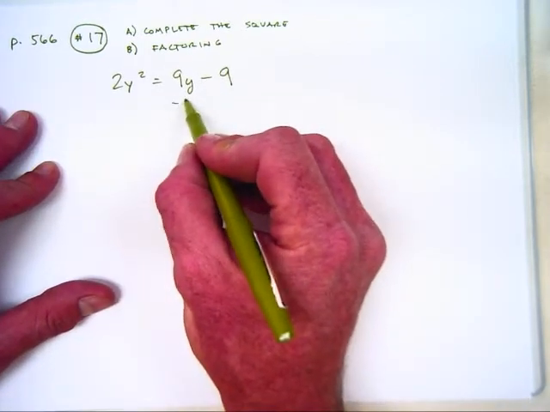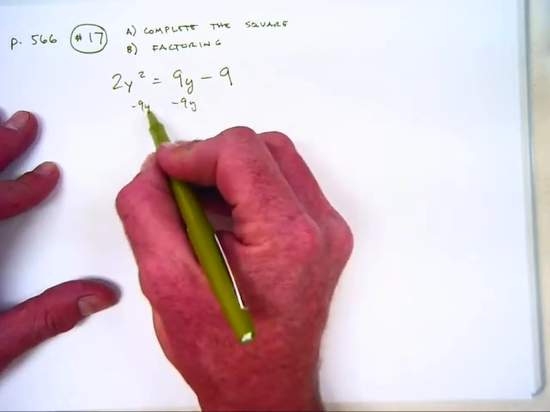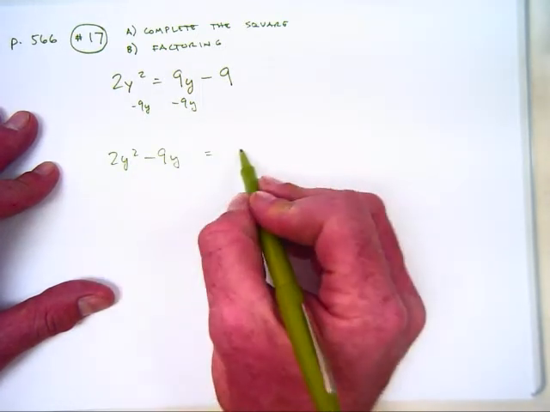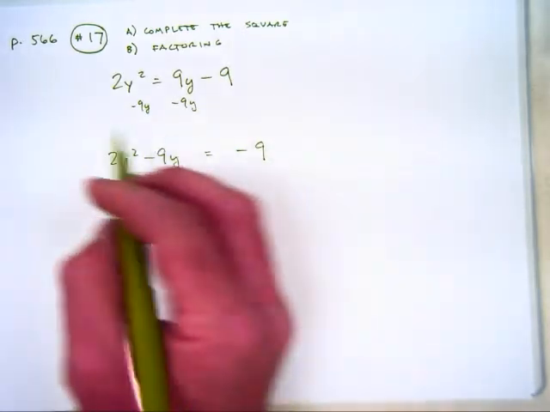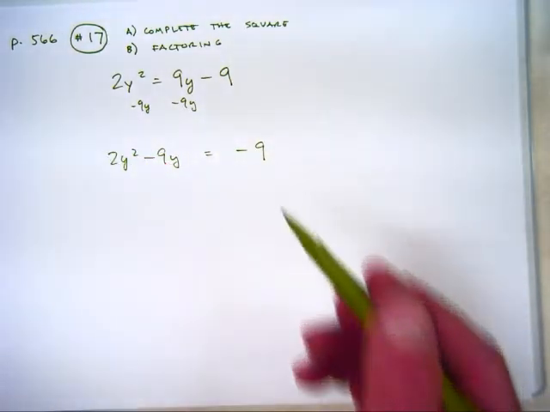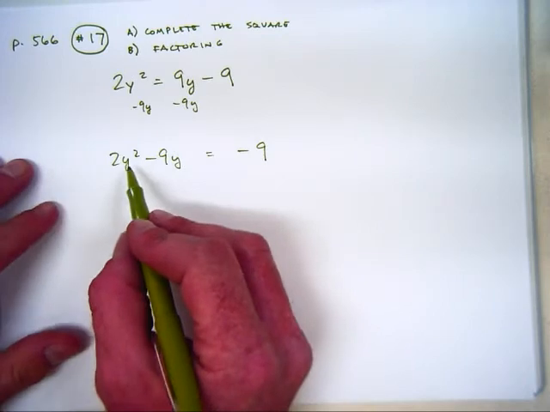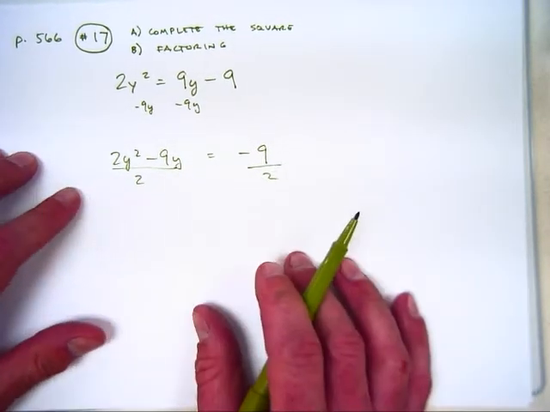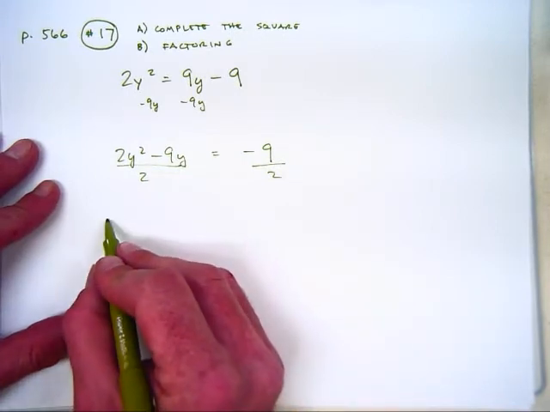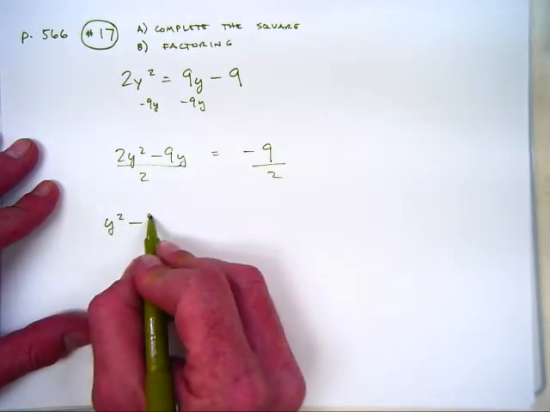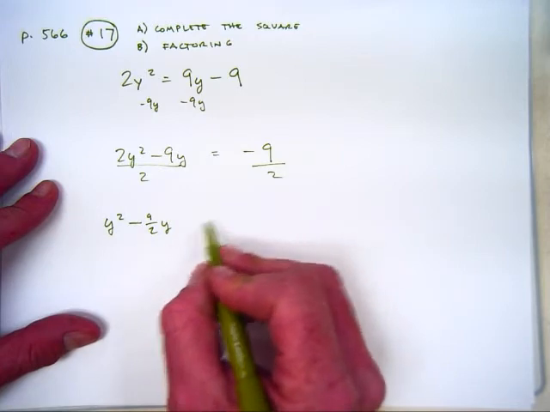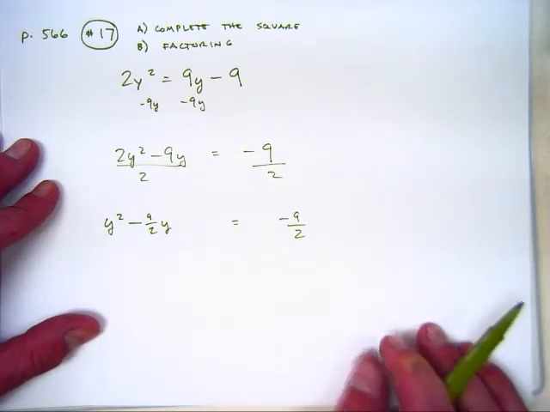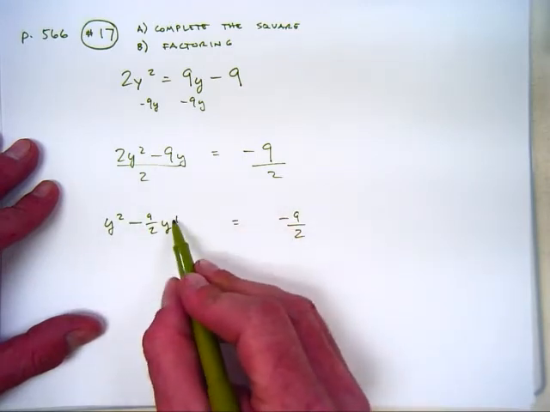So I'm going to subtract 9y on both sides. Now I have 2y squared minus 9y equals negative 9. I could have divided both sides by 2 first. It wouldn't have been any problem because we're going to have to get rid of that coefficient anyway. So I'm going to divide each side by 2 now to get rid of that coefficient so we can complete the square. So I get y squared minus 9 halves y equals negative 9 halves.